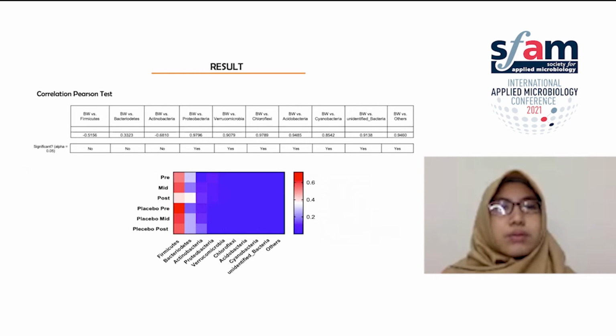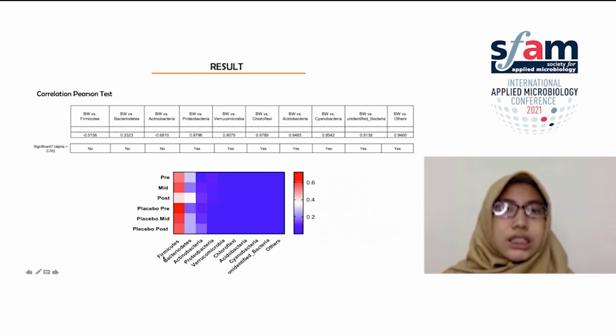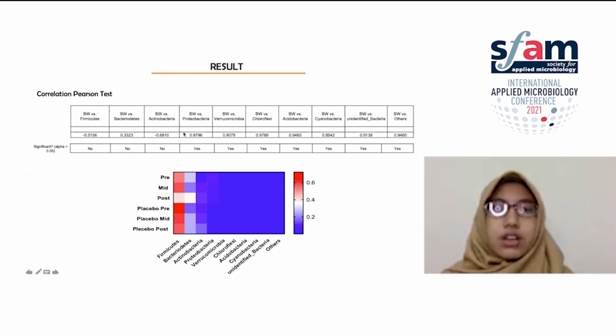This is the Pearson correlation test. This is the p-value between body weight and each phylum level: body weight versus Firmicutes, body weight versus Bacteroidetes, body weight versus Actinobacteria, and so on. And this is the significance level, showing whether the result is significant or not, whether there is a correlation or not.